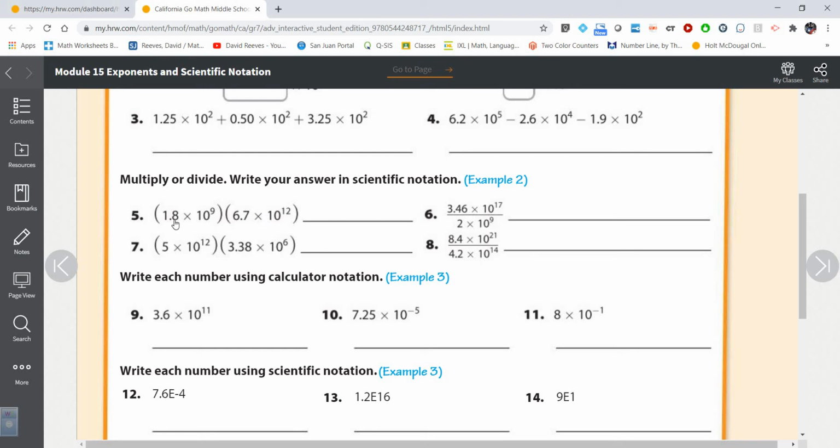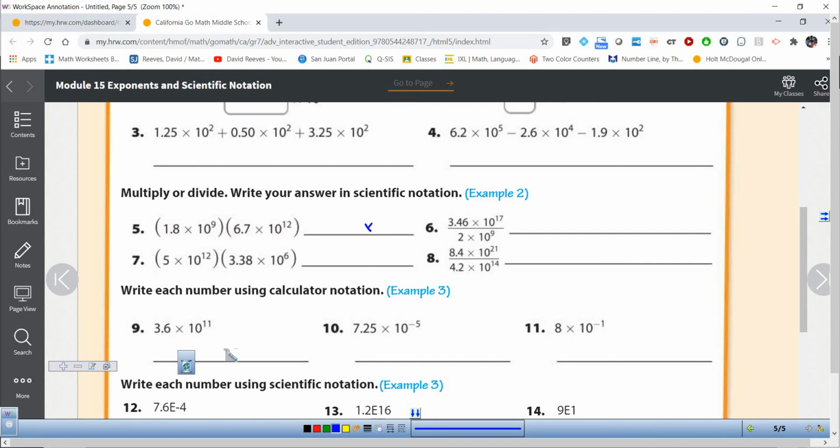Remember, the first step is going to be to multiply the coefficients, and then we're going to add the exponents. So let me tell you what part you should not use a calculator for, and I think you probably know. That would be the adding of the exponents, right? 10 to the 9th times 10 to the 12th. You should know without a calculator that 9 plus 12 is 21. So this part's going to be 10 to the 21st. This part right here, 10 to the 12th times 10 to the 6th. Again, that part right there is going to be 10 to the 18th.